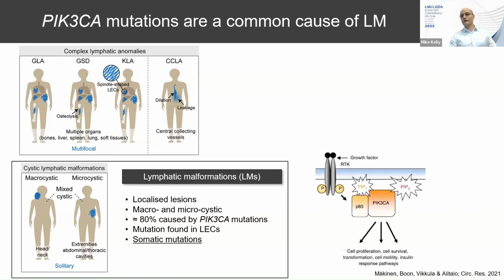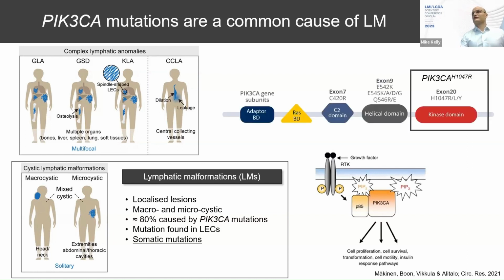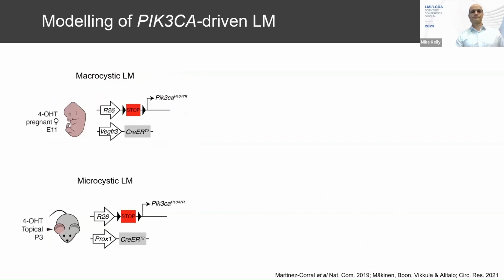So it was already highlighted yesterday. PIK3CA encodes for the catalytic subunit of the PI3 kinase enzyme, which can be found downstream of many receptor tyrosine kinases. We have decided to focus our efforts on one of the common hotspot mutations, H1047R, which is located in the kinase domain of the protein and causes ectopic activation of the protein.